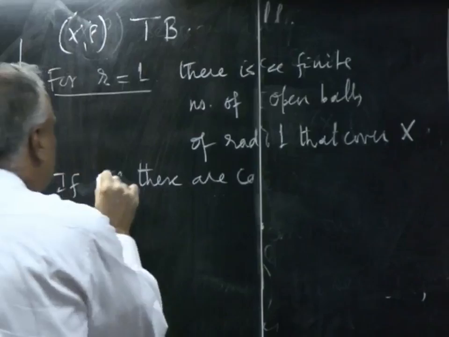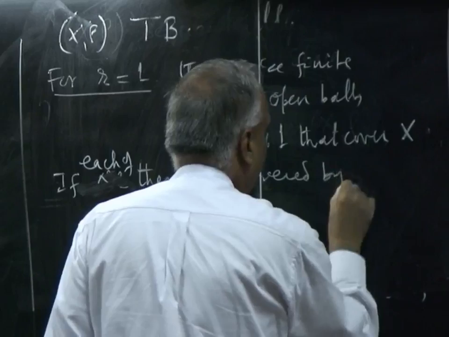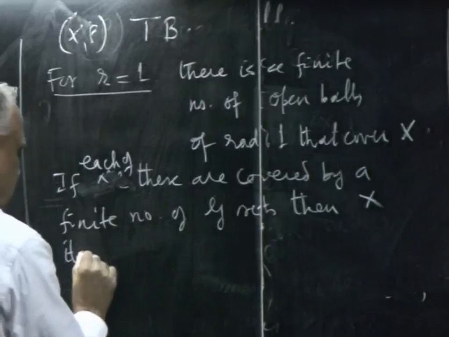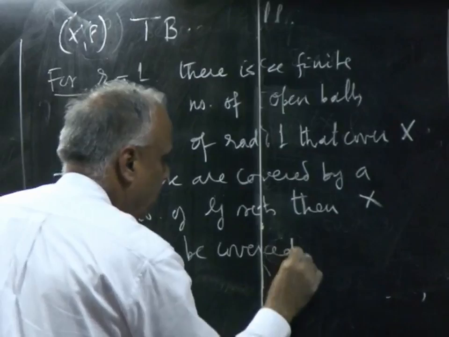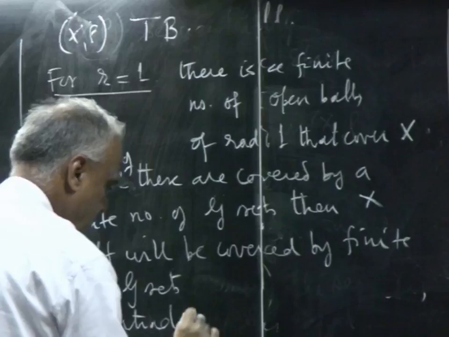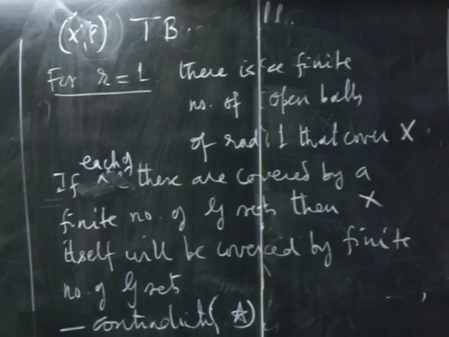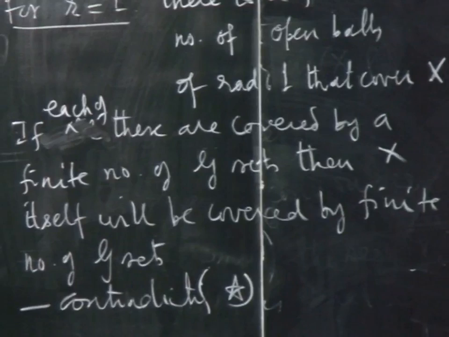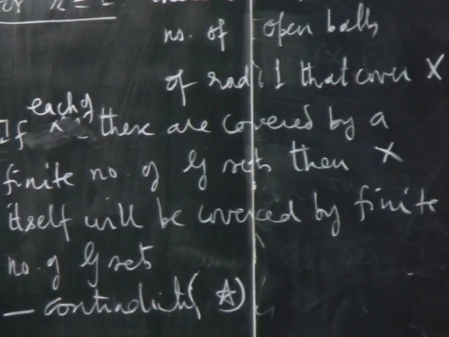Therefore, if each of these is covered by a finite number of G sets, then X itself will be covered by a finite number of G sets. That is a contradiction to star. We call this a star because first I did a dissection. I pieced the whole space into this finite number of balls and said that you are having finite G sets, you are having finite G sets, you are having finite G sets, then totally you will have finite G sets, but that is not allowed.